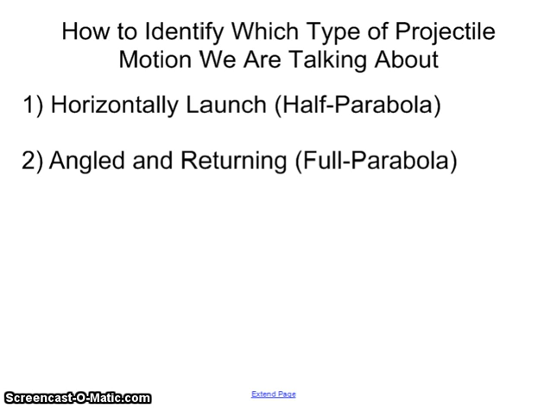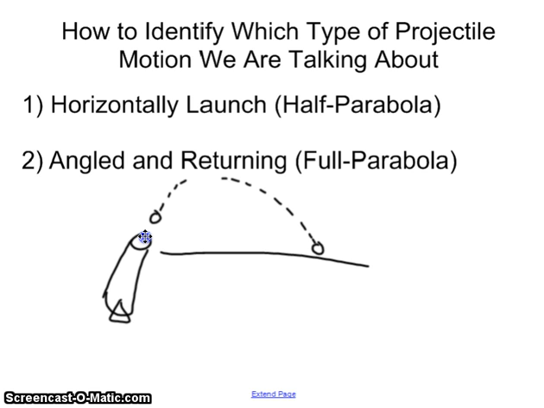The second type is what I call angled and returning, also known as a full parabola problem. A full parabola problem has an object which is launched from ground level or from a level, and then we're talking about when it returned to that same level. Okay, so where it starts to where it ends up, that makes a full parabola, or at least a symmetric parabola.